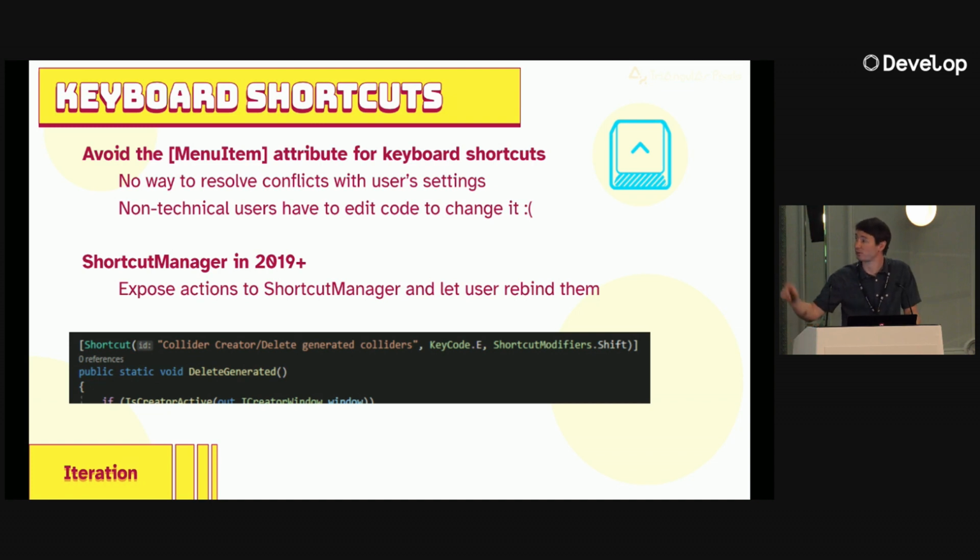Fortunately, in 2019 plus, there is the shortcuts manager, which is essentially the same concept. There is an attribute for functions, and then the big difference here is that the key code you pass in is the default binding. That is not a hard-coded binding. And then once you've added that, the shortcut becomes available in the shortcut window in the Unity settings, which users should already be aware of, and they can rebind and they can resolve conflicts with other assets.